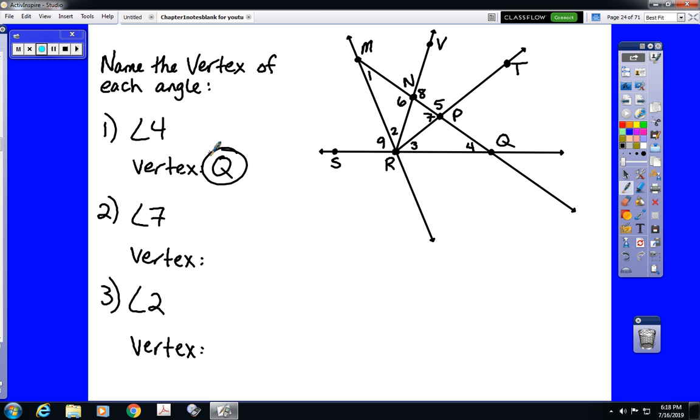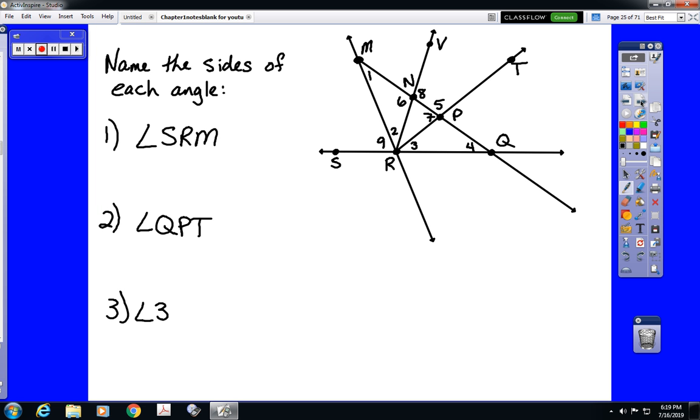Angle 7. There's angle 7 right there. We can trace it. Remember, the 7 will be right inside the interior or the mouth of the angle. So the vertex would be point P. Angle 2 is right here. Again, the vertex is where the mouth is opening. That is point R. Notice that the vertex is always a point.